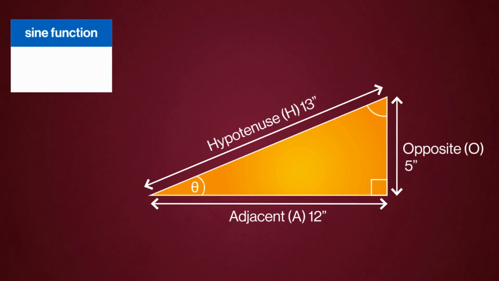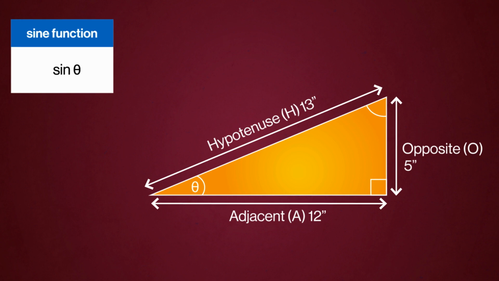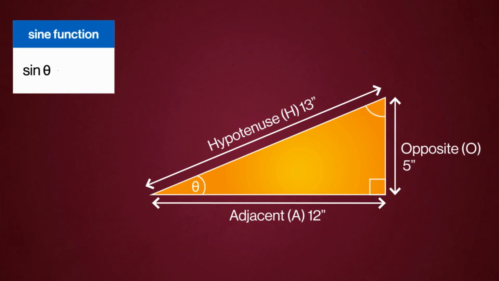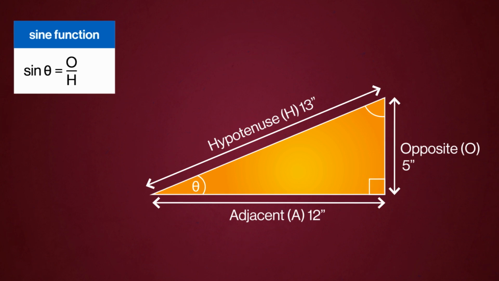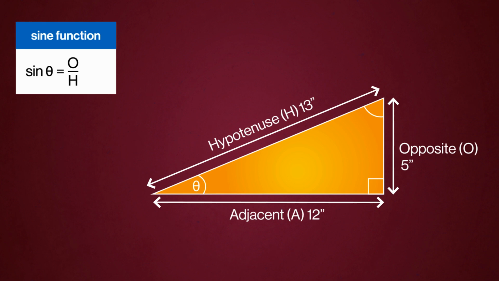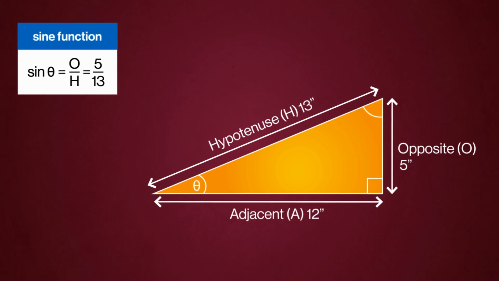The first is the sine function, which we write as sin. The sine of an angle is defined as a ratio of the length of the side opposite the angle over the hypotenuse. In our case, the sine of theta is the length of the opposite side divided by the length of the hypotenuse, which neatly comes out to 5 over 13.